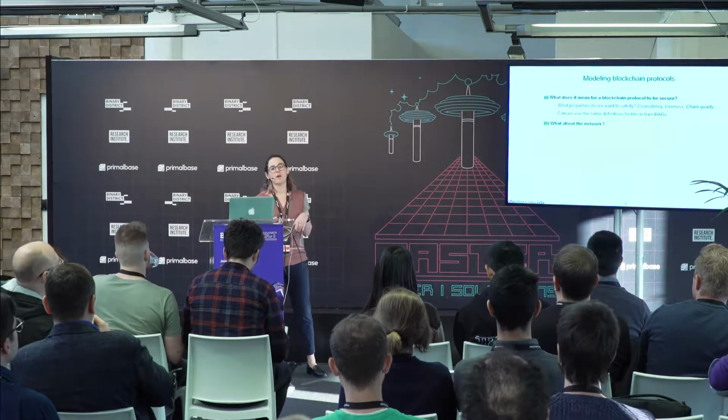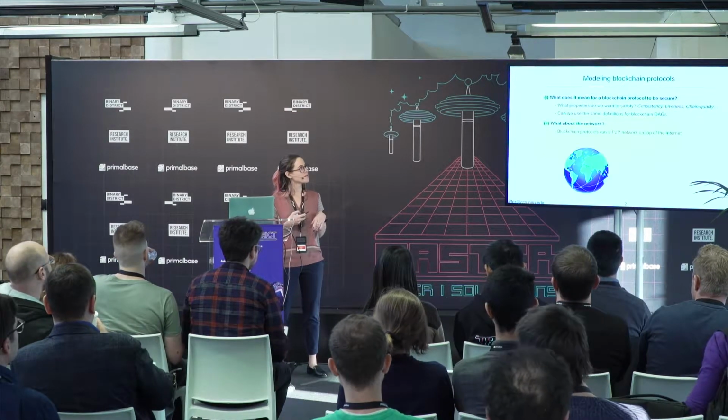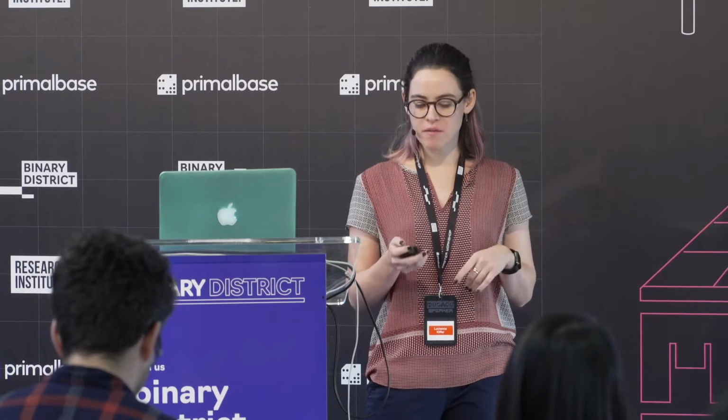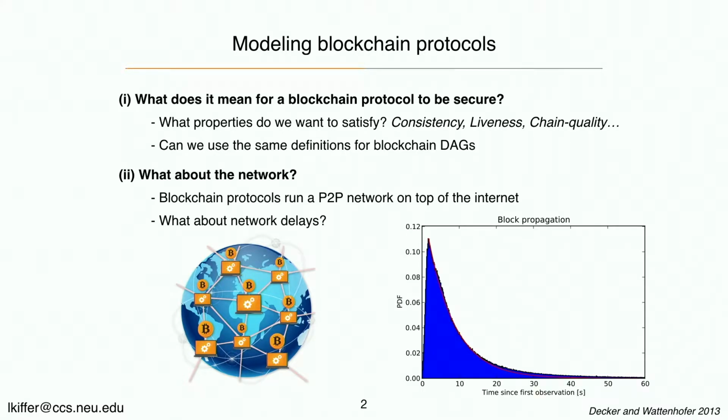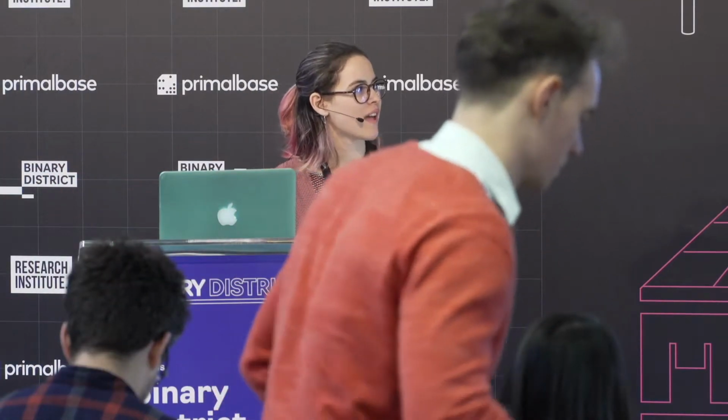And then what about the network? These protocols run on top of the internet, which is a complicated thing to model in itself, but really we're talking about a peer-to-peer network on top of the network. So how do we reason about things like network delays? When we have some general understanding about, say, the distribution of network delays, this is very old data, but still mostly accurate, how do we incorporate these distributions into our model?